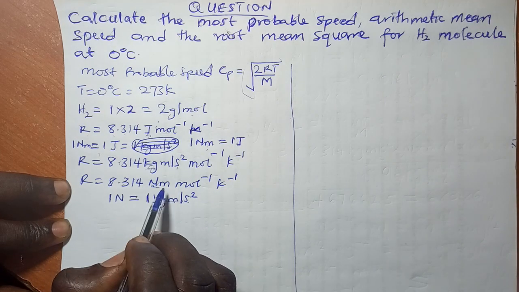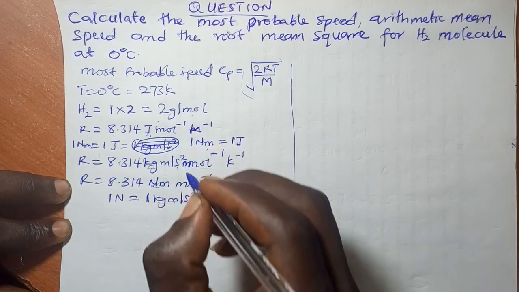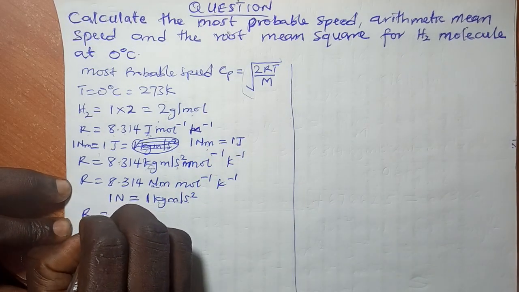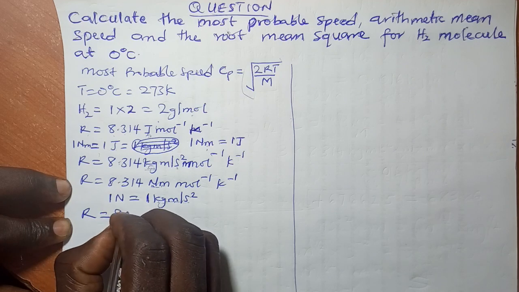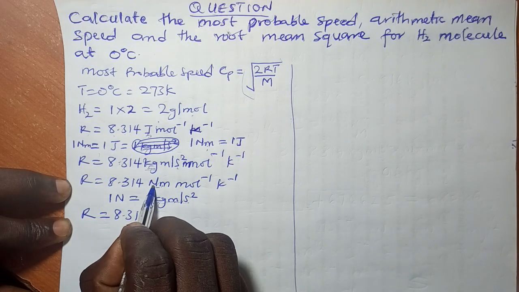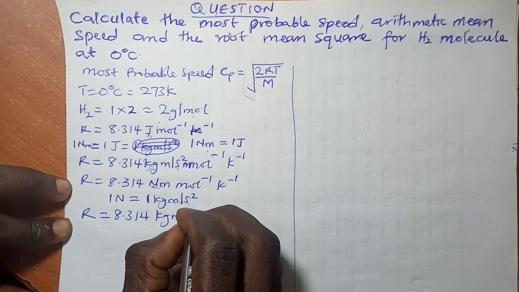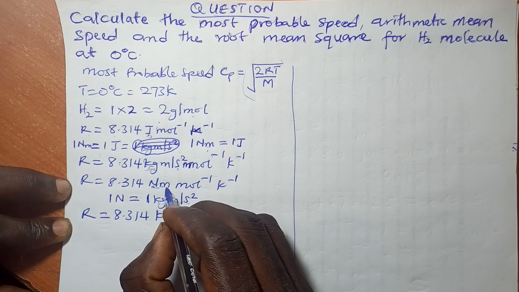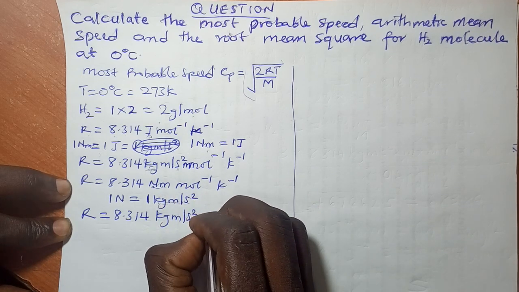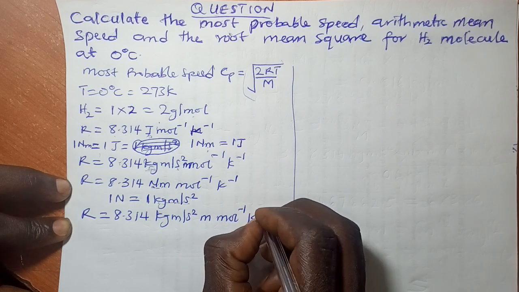This is it. Then meter, this is my meter still remaining. So if I am to rewrite, I'm going to be having 8.314. In place of Newton, I am putting what? Kilogram meter per second square. Then this is my meter, then mole per Kelvin.